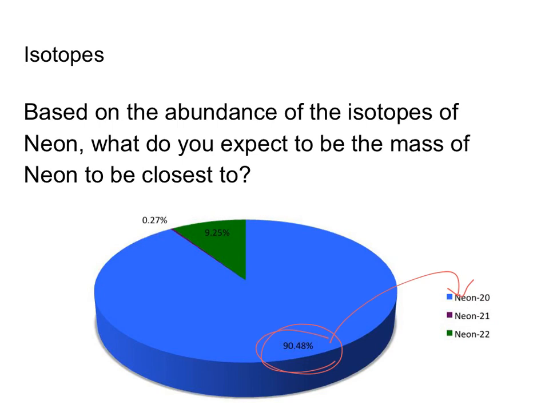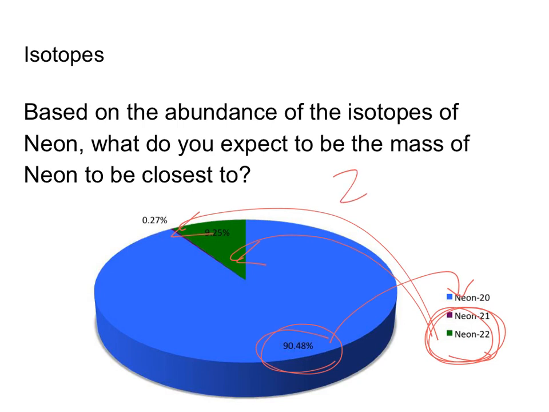I also have neon 21 and 22, much smaller percentages of both of those. And so my mass should be just a little bit above 20, so maybe 20.1 or somewhere around that value. It's going to be larger than 20, again, because my other isotopes, neon 21 and neon 22, are both greater than neon 20.